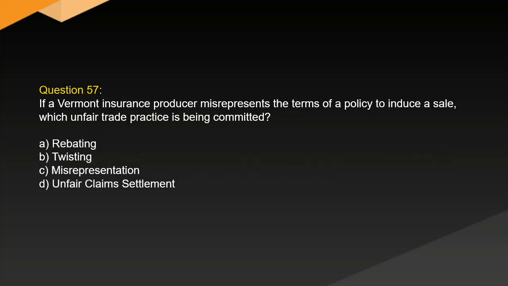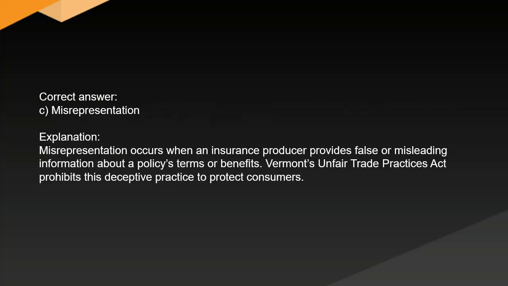Question 57. If a Vermont insurance producer misrepresents the terms of a policy to induce a sale, which unfair trade practice is being committed? A. Rebating. B. Twisting. C. Misrepresentation. D. Unfair claims settlement. Correct answer: C. Misrepresentation. Explanation: Misrepresentation occurs when an insurance producer provides false or misleading information about a policy's terms or benefits. Vermont's Unfair Trade Practices Act prohibits this deceptive practice to protect consumers.